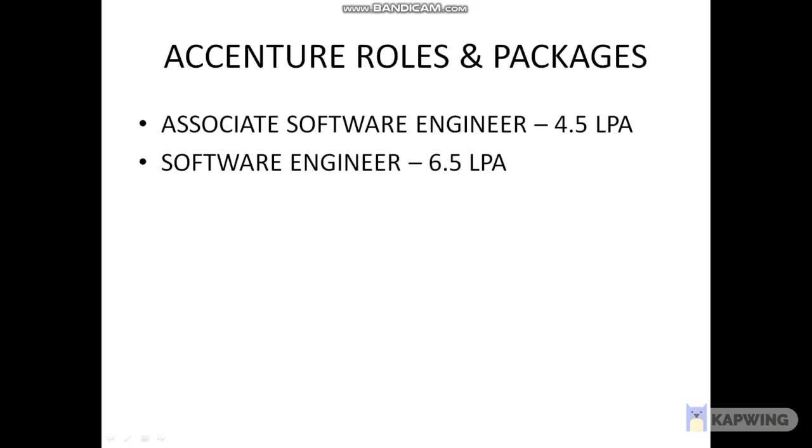Got it? From the starting itself, all the procedures are the same for both. But according to your performance, only some will get the software engineer role, and the others will get the associate software engineer role. So if you do very well in the Accenture recruitment process, then you will be selected as a software engineer. Now let's get into the process.